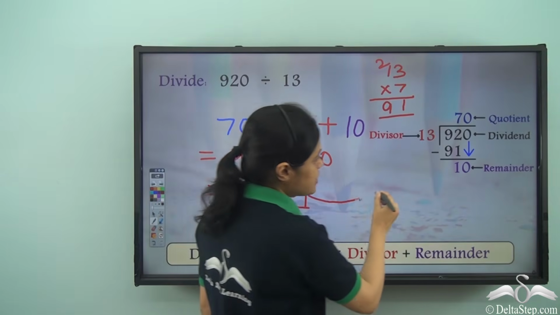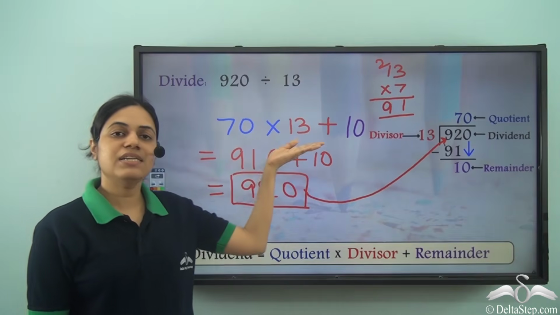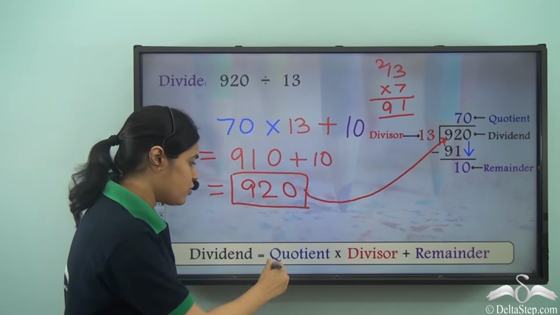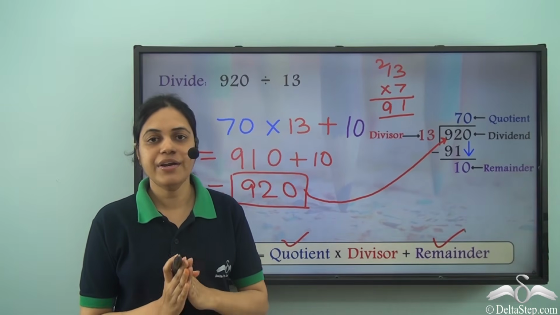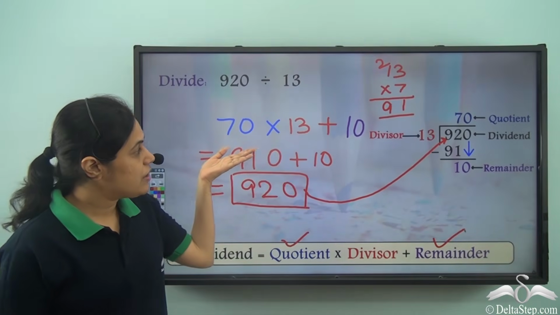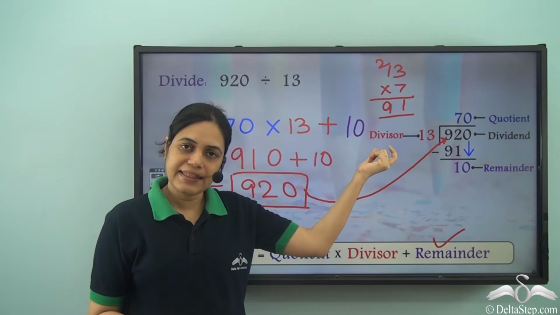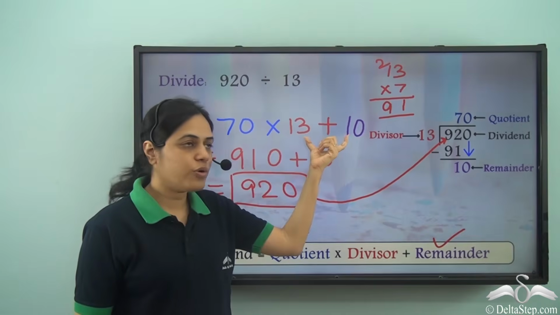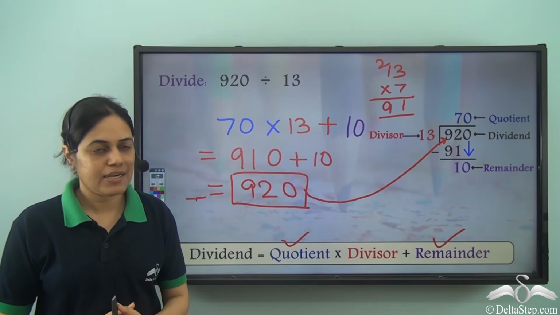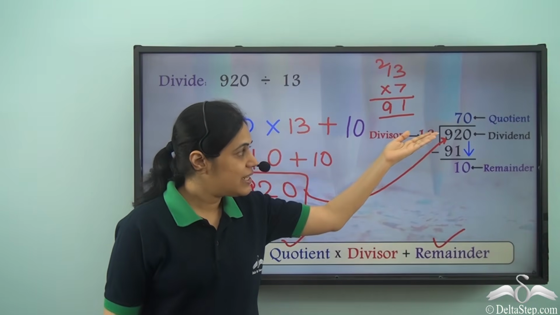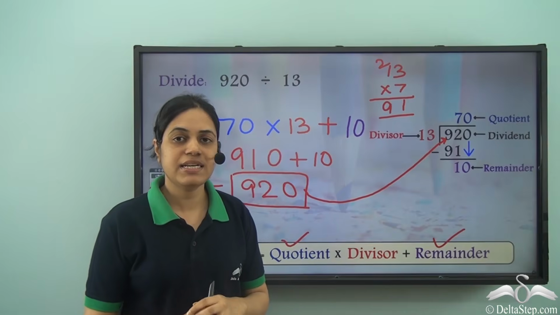920 is the dividend. So this means that the division is correct. That is, the quotient and the remainder which we have got after dividing are correct. Now always remember, while performing these calculations, you need to multiply first and then add, not the other way around. Don't add first and then multiply. First multiply and then add. And we also see that when we are dividing by a 2-digit number, we have a remainder here, which is 10.